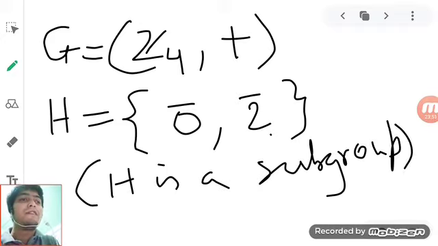Okay, you can try showing this one, even though it's not required. But you can always try to prove that it is a subgroup by using the 3 conditions that I gave yesterday. So let us find the index of H in G.